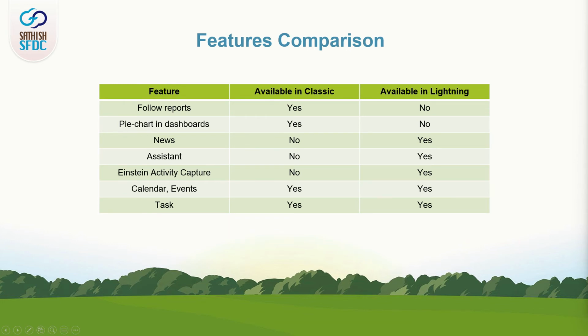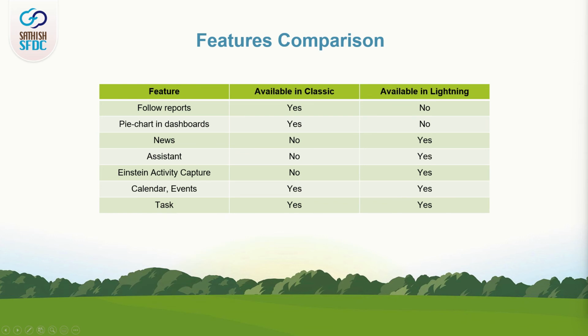We can classify features of Classic and Lightning into three based on their availability. 1. Available in Classic. Some features like the option to follow reports and pie charts in dashboards are available only in Classic because those were not migrated to Lightning. Due to this, they have minimum significance and are very little used. 2. Available in Lightning. Some features like news, assistance, and instant activity capture are available only in Lightning. Those were created after migrating to Lightning.